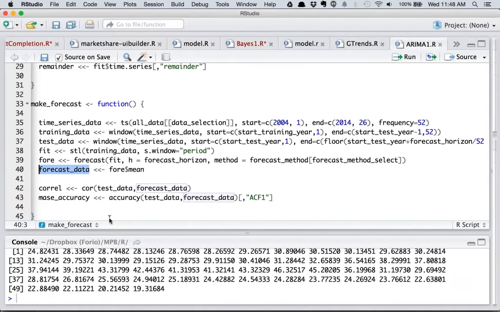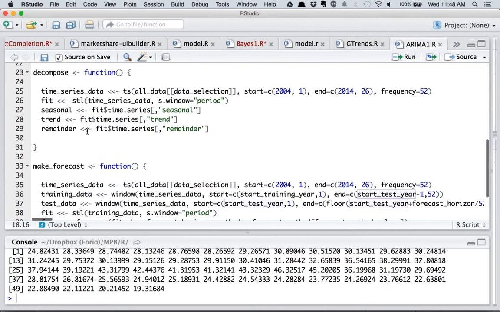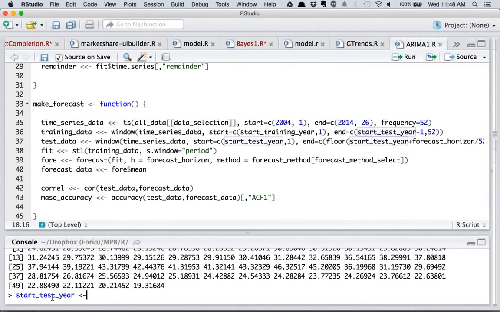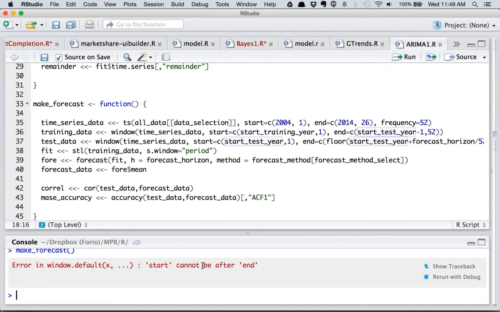And if I show that in R here, I can do the same thing. Let's just make this simple. If I say that my test year starts at the same year as my training year, I'll put that down here. Say the test year is 2004, and then do make forecast down here. I get an error: start cannot be after end. Of course, that's true. So what you need to do is set up your model to control user behavior so that mistakes don't happen, and so that it's robust against a range of actions that users who may be unfamiliar with the details of how the model works might take. That's an important piece of building an analytics application.